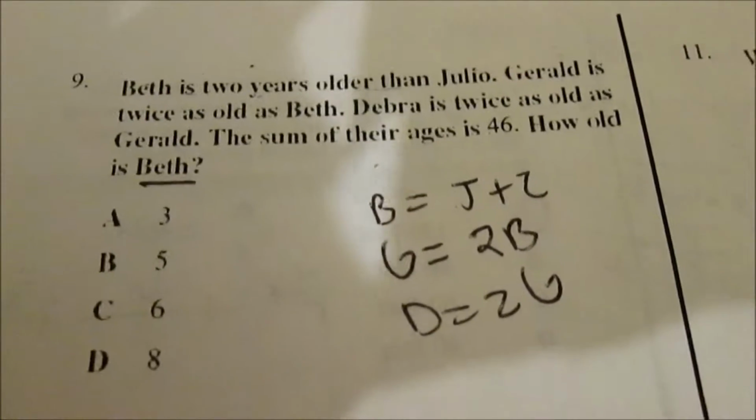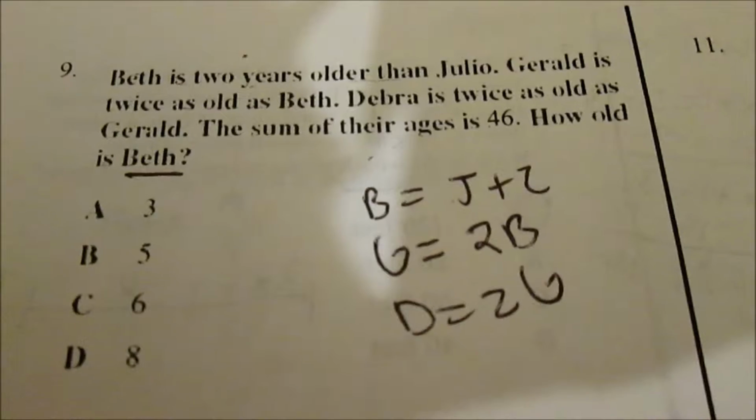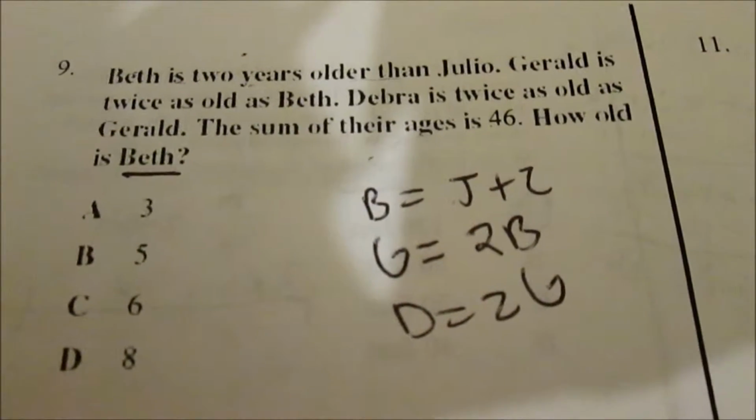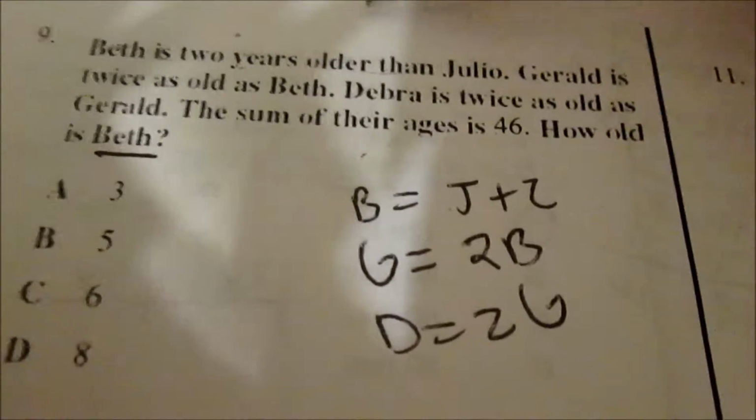Beth is 2 years older than Julio. Gerald is twice as old as Beth. Deborah is twice as old as Gerald. The sum of their ages is 46. How old is Beth? What I'm going to do is translate each of these sentences into an equation.